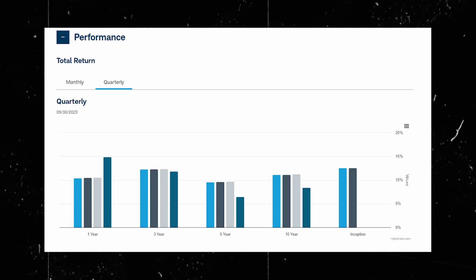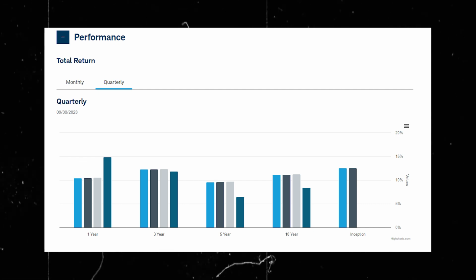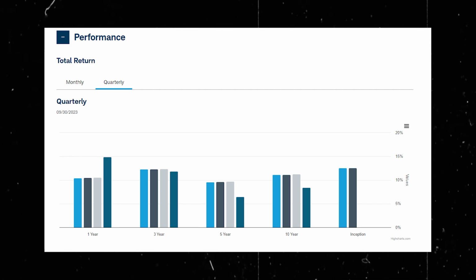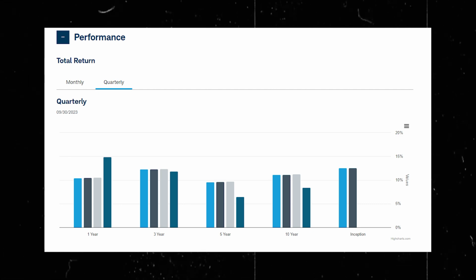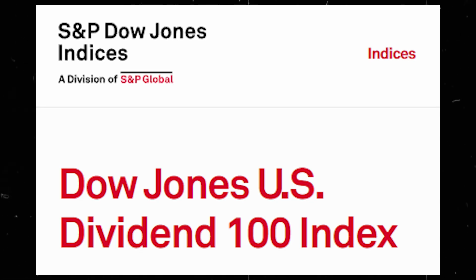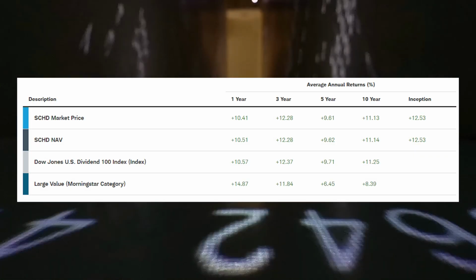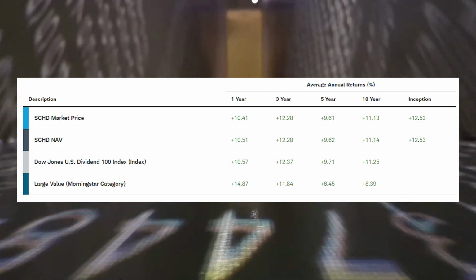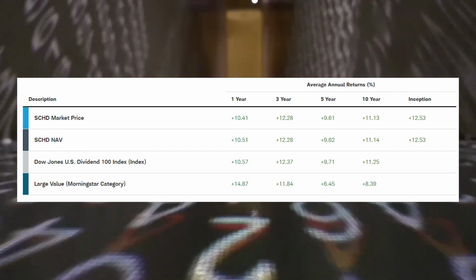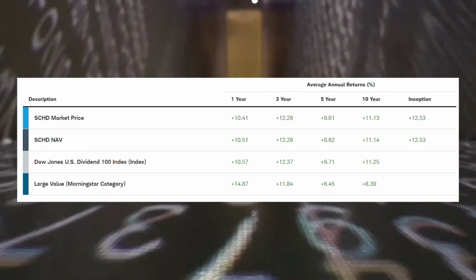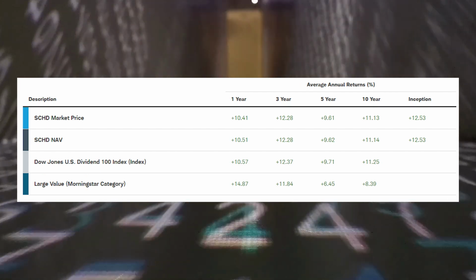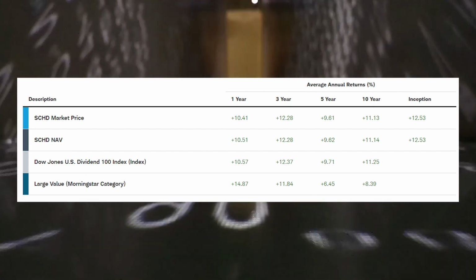Since the inception of SCHD back in October 2011, the ETF has achieved an average annual return of around 12 or 13%, and over a 10-year period, very closely matched the return of the Dow Jones US Dividend 100 index, which is of course the benchmark index that SCHD tracks. SCHD posted an annual average return of around 11.71% on a net asset value basis, while the Dow Jones US Dividend 100 achieved an annualized return of a tiny bit more at 11.81%.